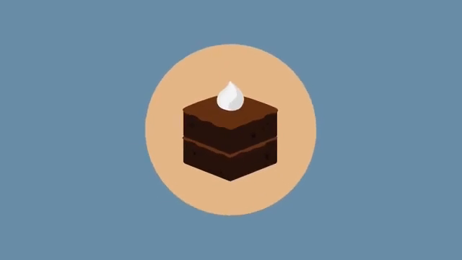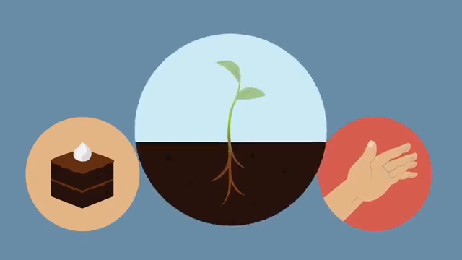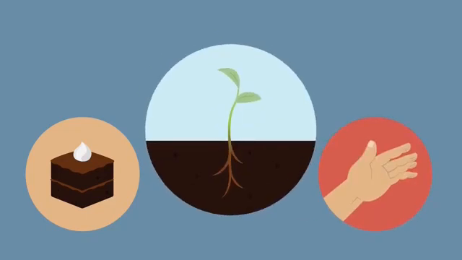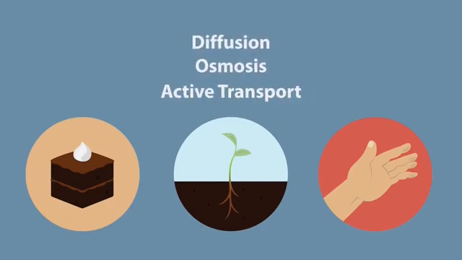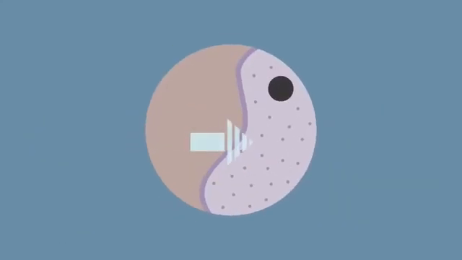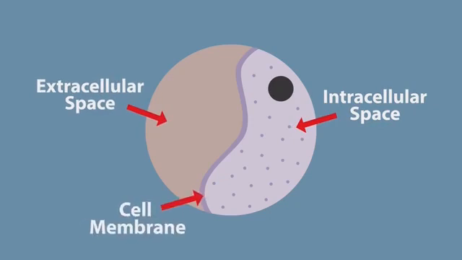Can you smell that delicious cake? Have you ever wondered why your fingers prune in water, or how plants manage to take up nutrients from the soil? All of these things require the movement of substances by either diffusion, osmosis, or active transport. In this two-part series, we're going to discover how cells take in useful substances and remove waste using these three methods of transport. The exchange of materials occurs between cells and their environment across the cell membrane.